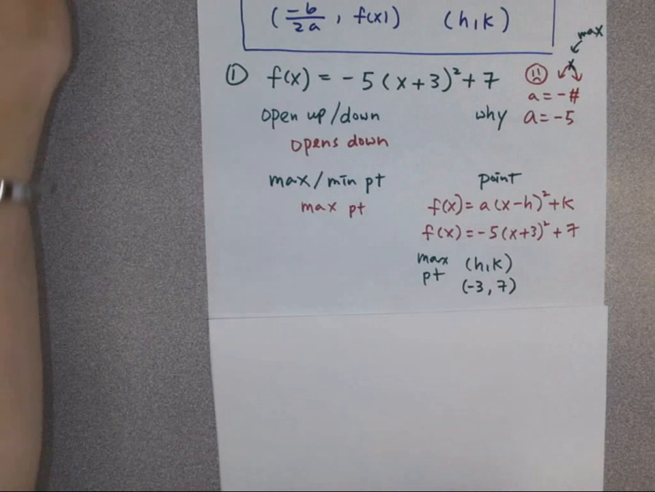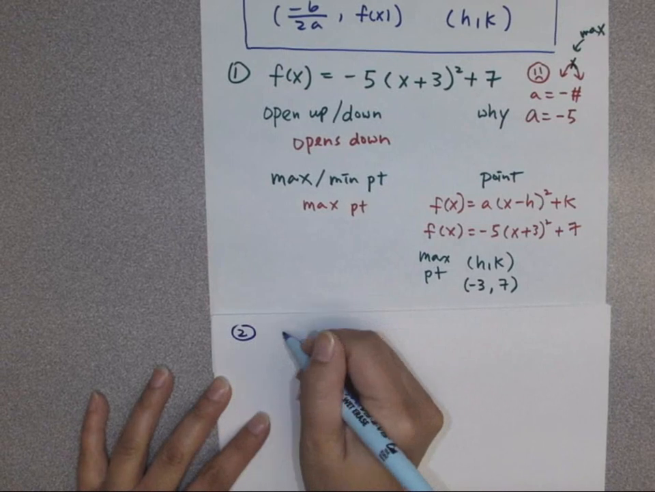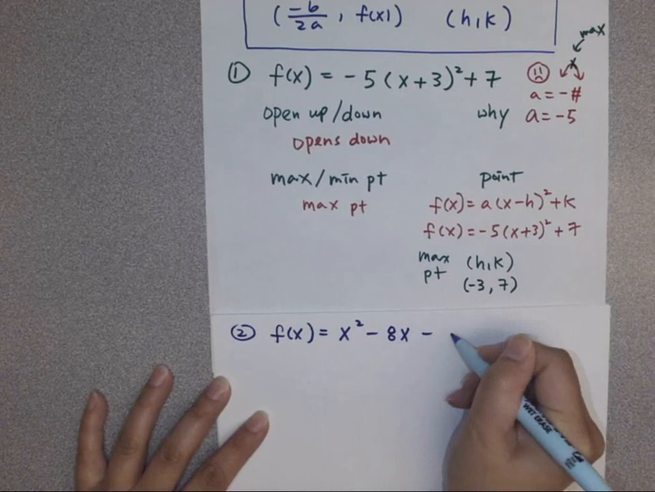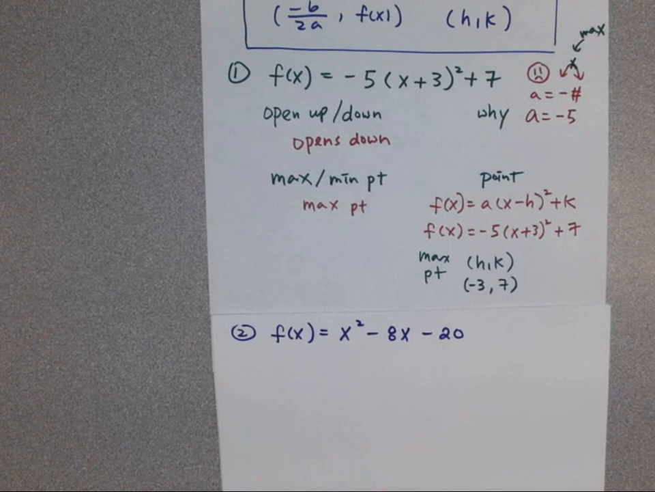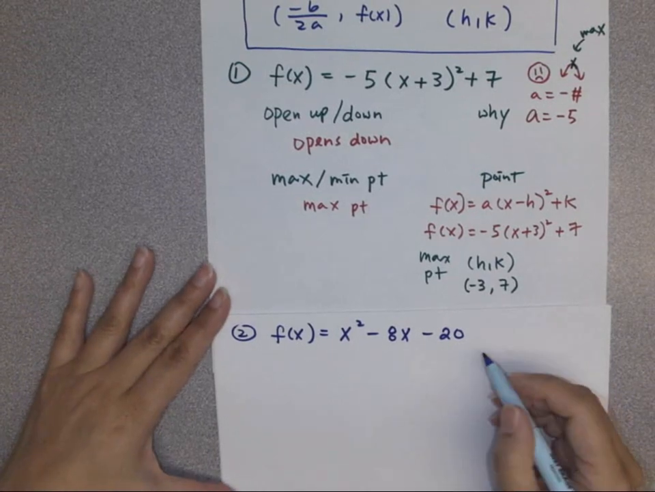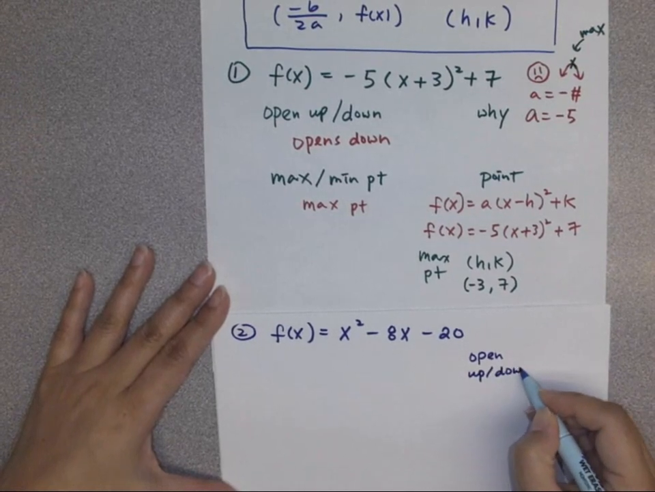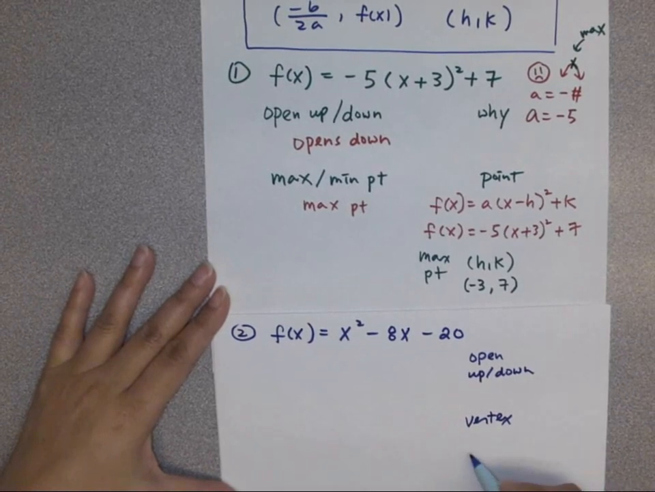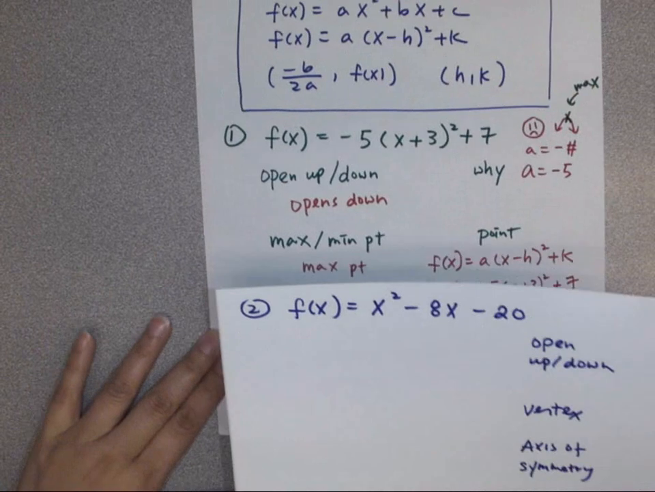There's another question for quadratic functions, number 2. We're going to have a quadratic function f of x equals x squared minus 8x minus 20. It is quadratic because the second power is the highest power, right? So we want to know if it opens up or down. We want to know the vertex. We want to know the axis of symmetry. And we want to know the x and y intercepts.